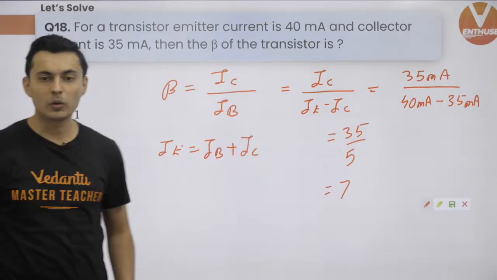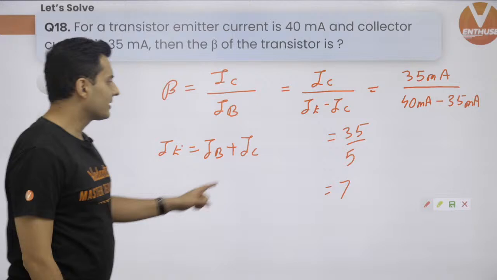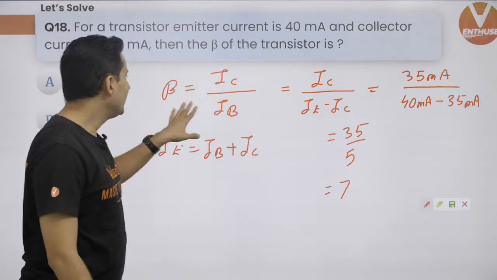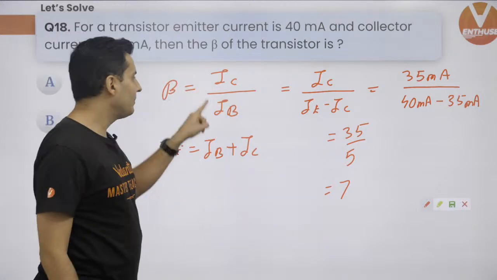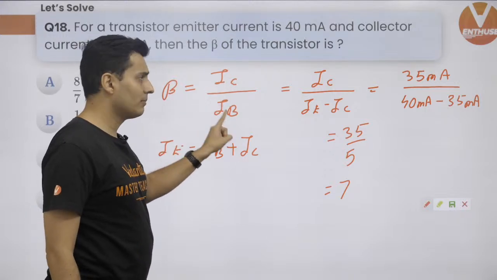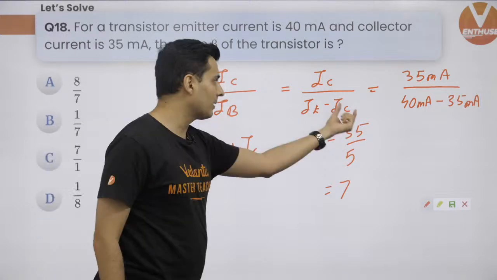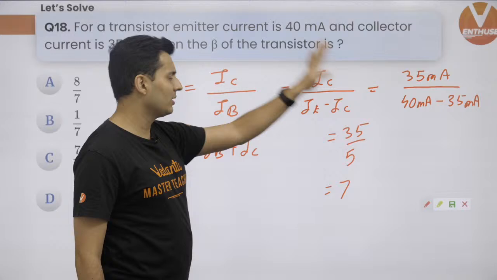Cool, great. So guys, the answer was 7, by the way. Beta is IC by IB, collector current by base current. Base current is emitter minus collector current. Everything was given to you.